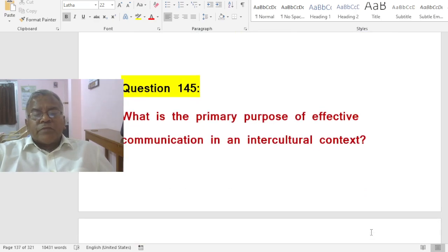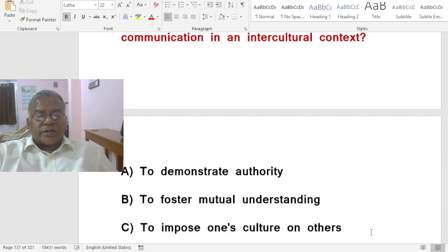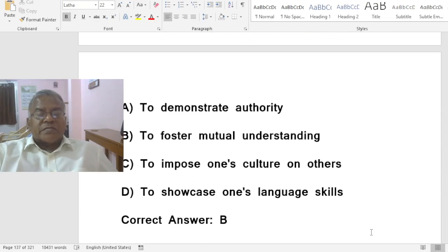What is the primary purpose of effective communication in an intercultural context? A. To demonstrate authority. B. To foster mutual understanding. C. To impose one's culture on others. D. To showcase one's language skills.